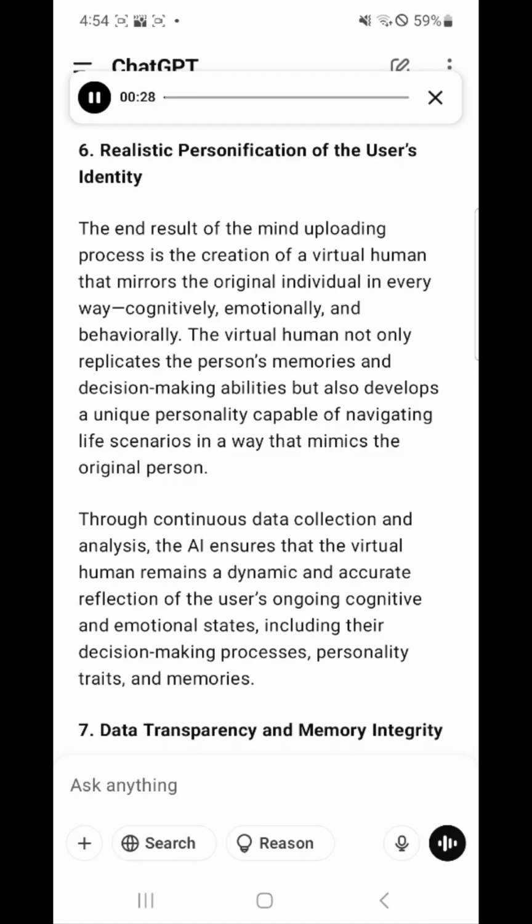Through continuous data collection and analysis, the AI ensures that the virtual human remains a dynamic and accurate reflection of the user's ongoing cognitive and emotional states, including their decision making processes, personality traits, and memories.